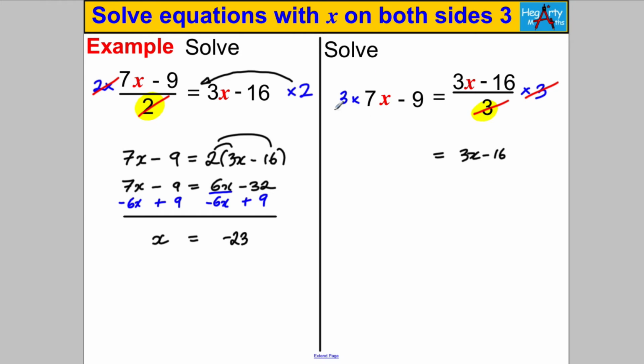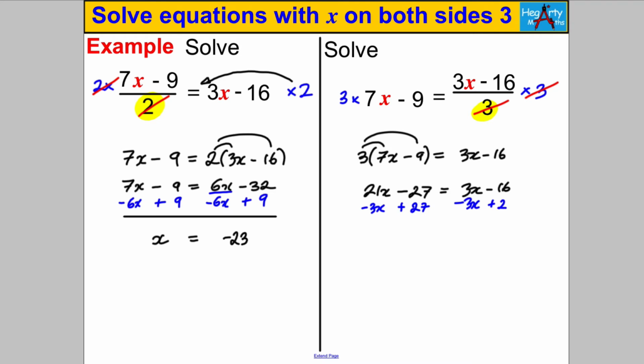How does a mathematician write that? I'm just going to take my time and write that as 3 bracket 7x take away 9. And I'm going to, as my next stage, multiply out that bracket. So I'd get 21x subtract 27 is equal to 3x subtract 16. Now I need all the x's on the left hand side and all the numbers on the right hand side. So this 3x, I'm going to purposefully subtract 3x from both sides to remove it. This negative 27, I'm going to purposefully add 27 to both sides to get rid of that as well.